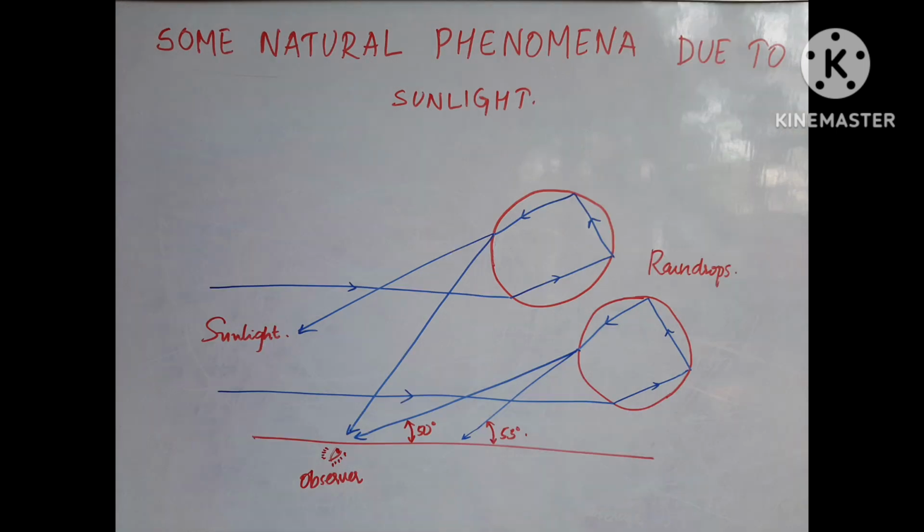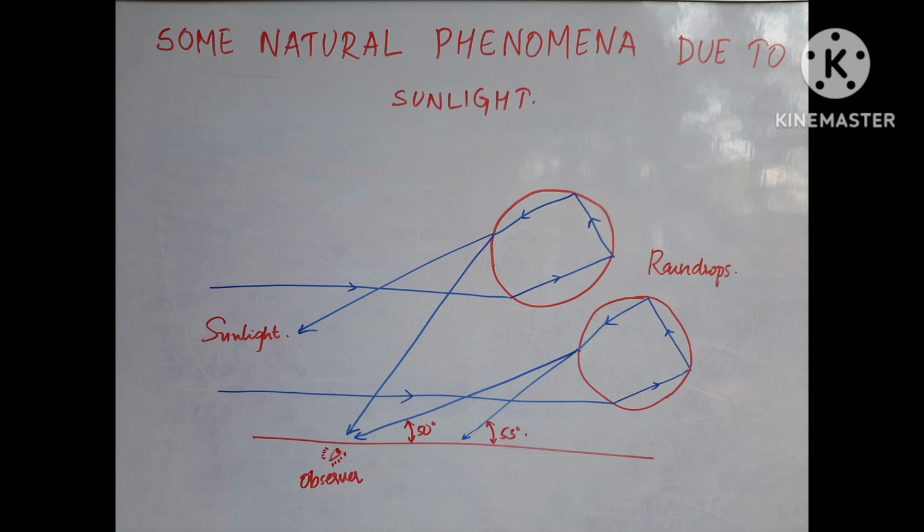This is the secondary rainbow formation. In this formation there are three different cases. First one is a four-step process. Here two internal reflections, one refraction and dispersion are there, so it is a four-step process.